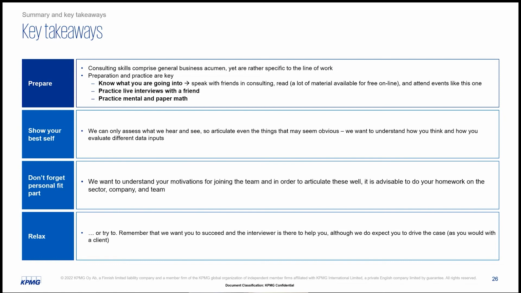And typically this involves researching the consulting sector generally, and KPMG, and then also specifically, if you're coming for our team, then the strategy team. And although it can be a pressured situation, we do try to remind you to relax. So we want you to succeed, and the interviewer is there to help you. So if you do get stuck or anything, then just do bring that up. Although we do expect you to be driving the case more.